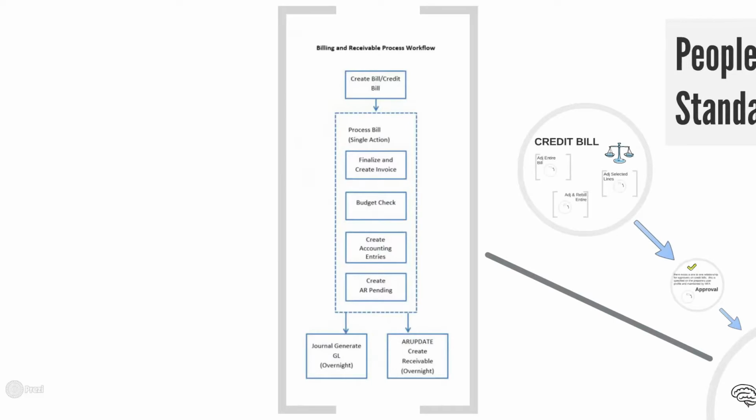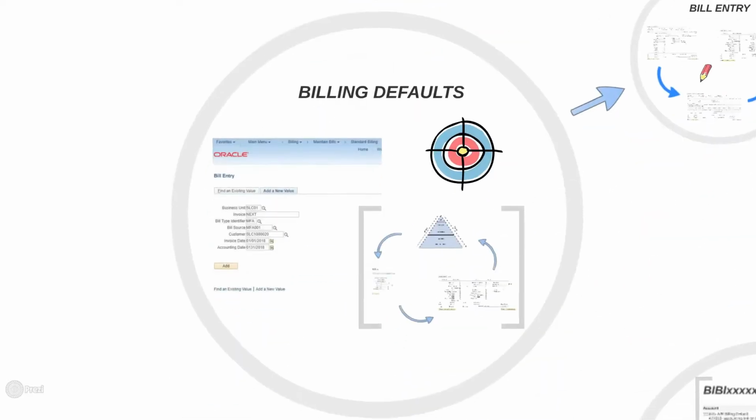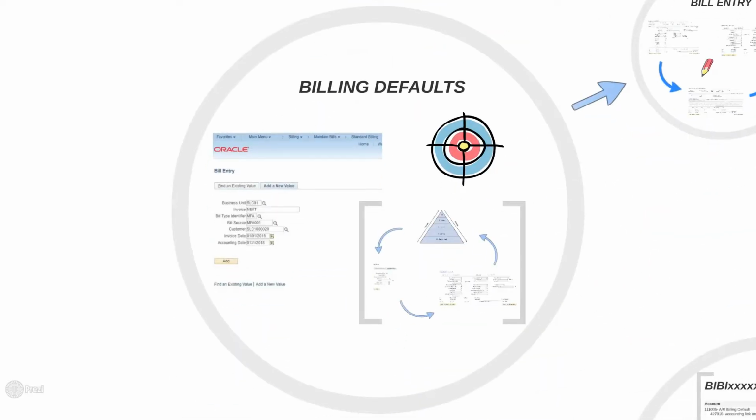So here is the billing receivable process workflow. This workflow is an important part of the billing process used in both standard and incurred billing. We'll use this as a summary and we will go through each of the individual components throughout this presentation. Okay, so let's go to the beginning. Let's talk about billing defaults.